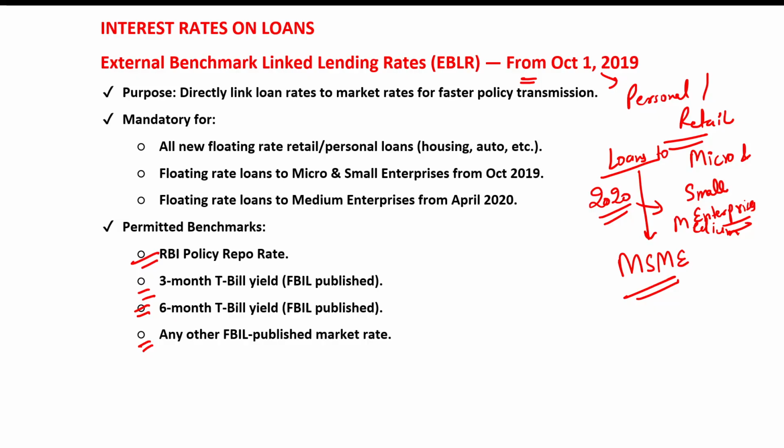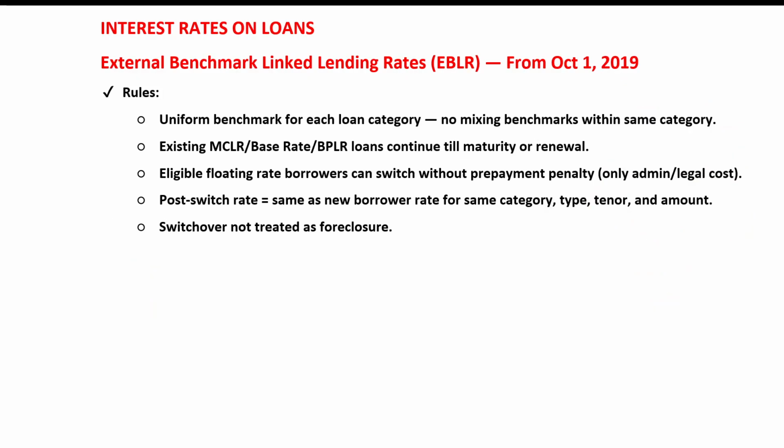Banks can also offer external benchmark linked loans to other borrowers, and for one loan category, a bank must use the same benchmark. So it cannot mix different benchmarks in the same category. Keep that in mind. So there is a uniform benchmark for each category.